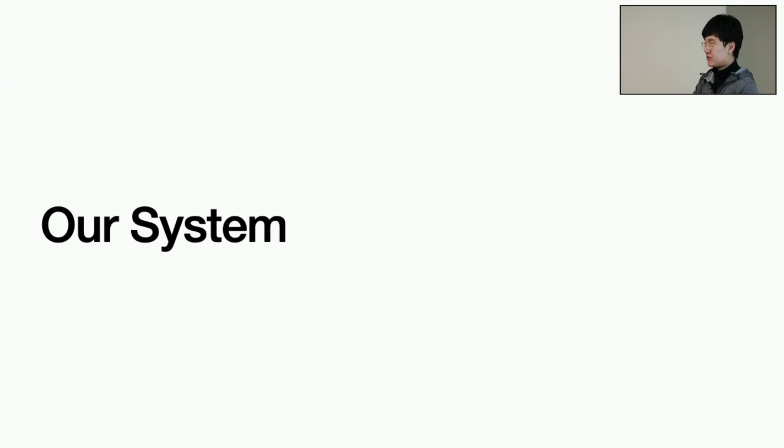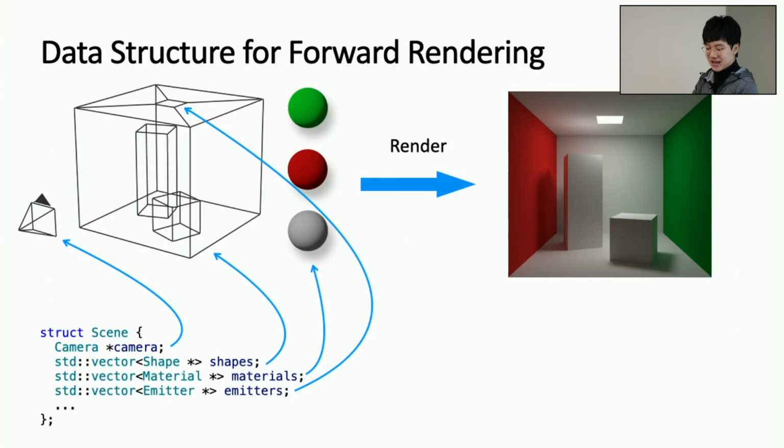And next, I will introduce our system. Before introducing the differentiable part, I will start with introducing how forward rendering works. Here we show the data structure of this simple scene, which is a classic Cornell box scene. The scene consists of a camera and a few objects with different shapes. Each object may have different materials, and there is an emitter on the ceiling.